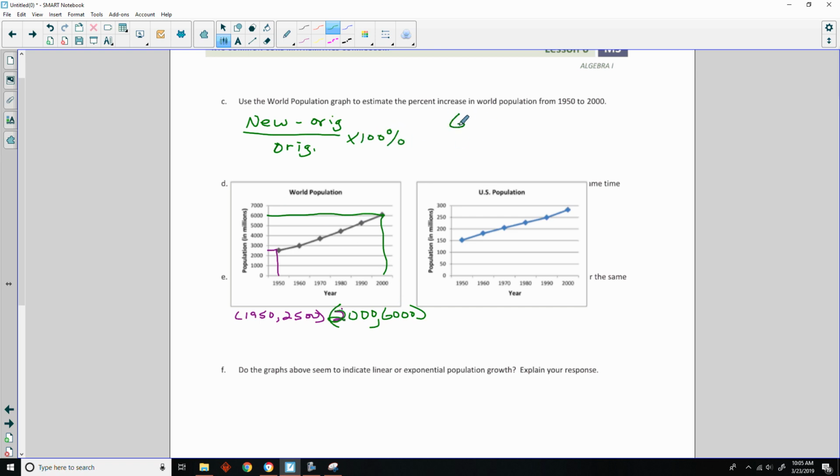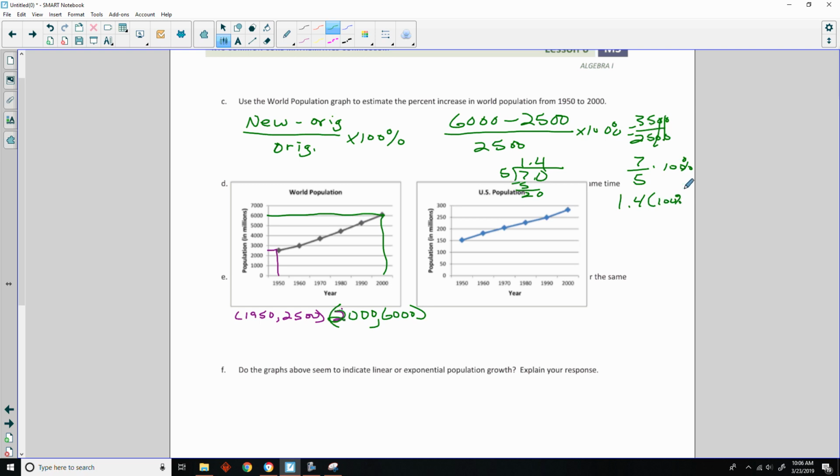So the new value is 6,000 minus the original value, which was 2,500, divided by that original 2,500 times 100%. So 6,000 minus 2,500 is 3,500 over 2,500, which these reduce. And 5 will go into 35 7 times, and 5 will go into 25 5 times, times 100%. 5 will go into 7 one time with a remainder of 2. So if I do this long division, 5 goes into 7 once with a remainder of 2, so it's 1.4. But when I multiply that by 100%, that moves the decimal 2 places to the right, so that's 140% increase.